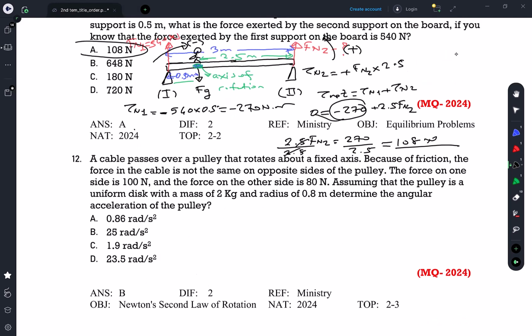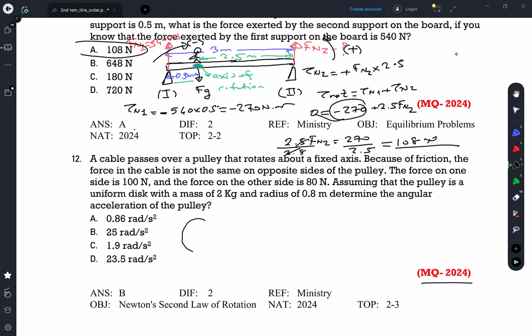Question number 12. A cable passes over a pulley that rotates about a fixed axis. Because of the friction, the force in the cable is not the same on opposite sides of the pulley. The force on one side is 100 Newton. The force on the other side is 80 Newton. Assume that the pulley is a uniform disc of a mass of 2 kilograms. Determine the angular acceleration of the pulley. This is one of the chapter questions. It's the first time asked.